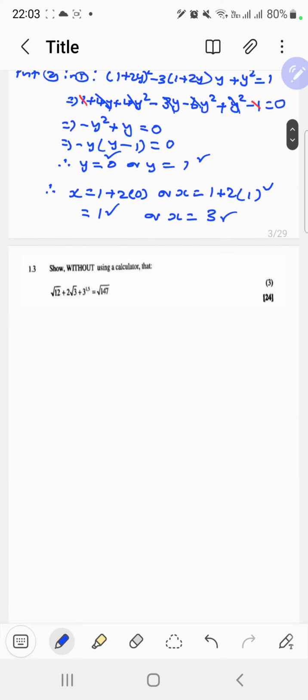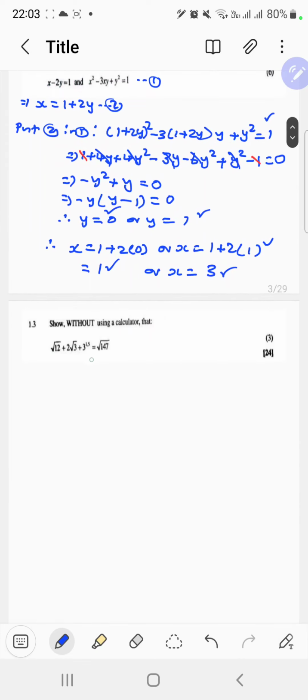Okay, not a problem. Now let's deal with this one. This is grade 11 stuff. Solve without using a calculator, not a problem. So here, show without using a calculator. So the question is show. So that means you have to prove this to be true. So all I'm going to say is that the left-hand side is the square root of 12 plus 2 square root of 3 plus 3 to the exponent 1 comma 5.